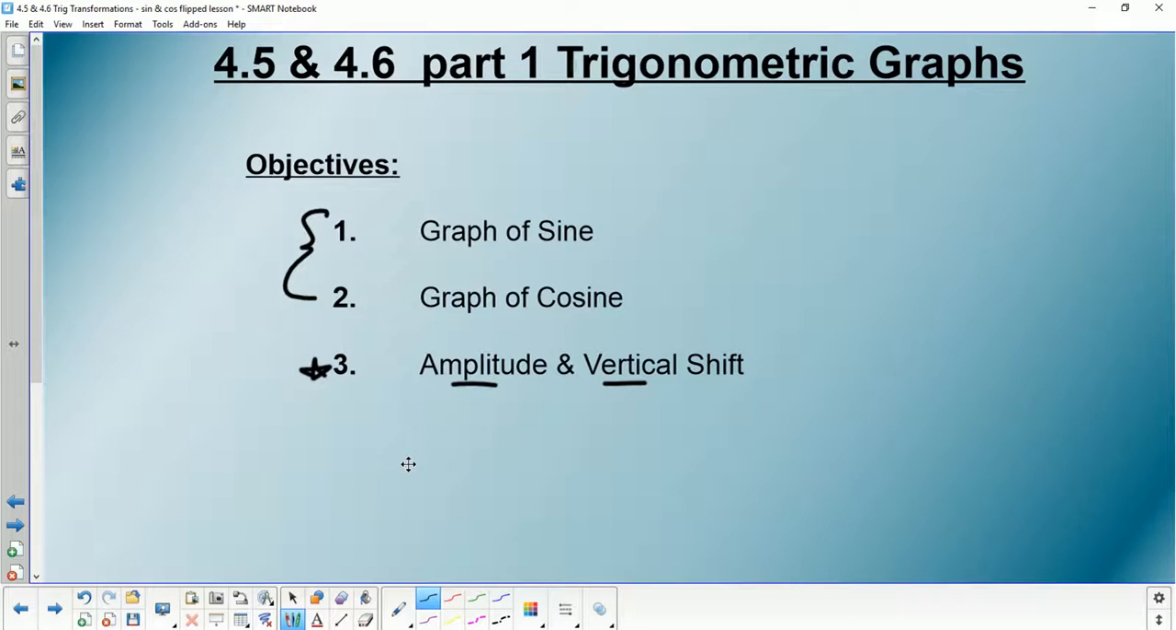All right, but that is it for this lesson. Biggest thing, amplitude is going to change your max and min. It's like a vertical stretch, so it pulls everything away from the x-axis. And the vertical shift, if it's positive, it moves up. If it's negative, it moves down.